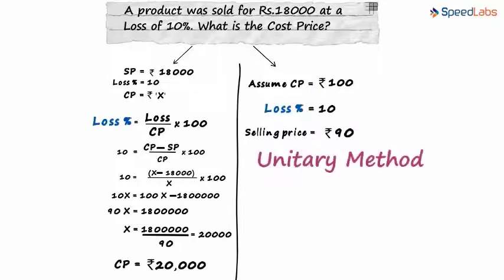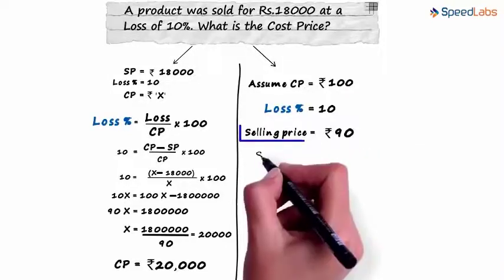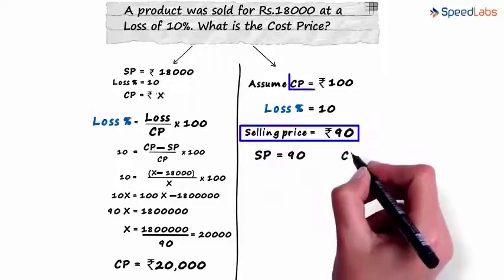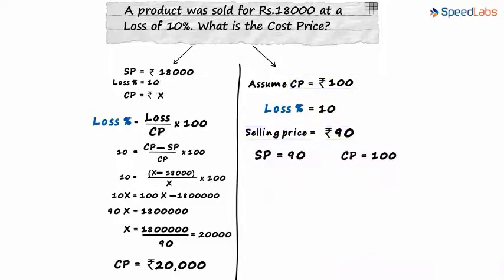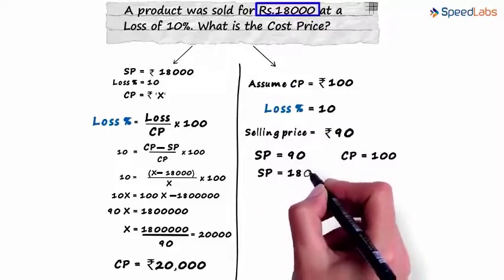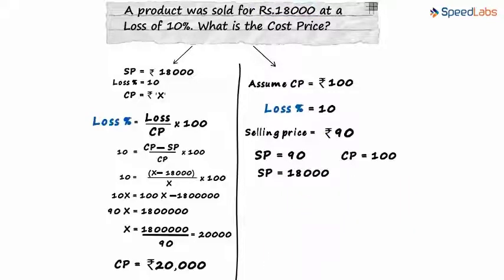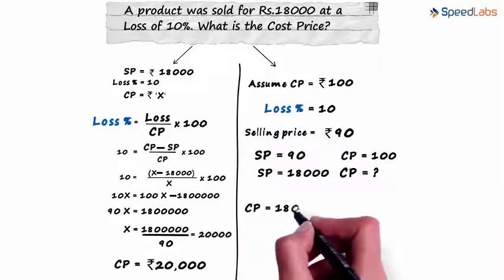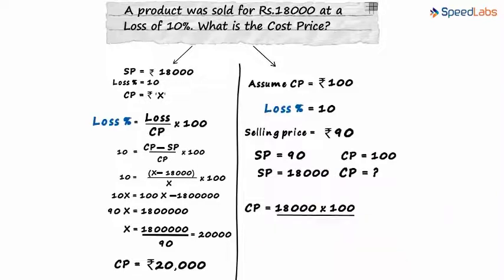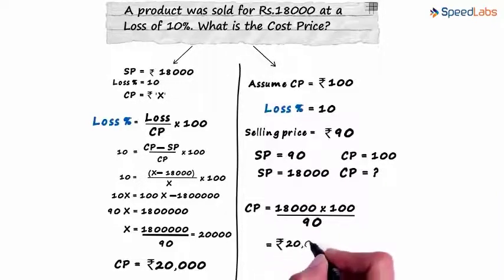Now we can use the unitary method to solve for the actual cost price. If SP is 90, then the CP is 100. We have been given the SP as 18,000. So if the SP is 18,000, then what will be the CP? It will be this multiplied by this divided by this. 18,000 multiplied by 100 divided by 90. This will give us 20,000 rupees.